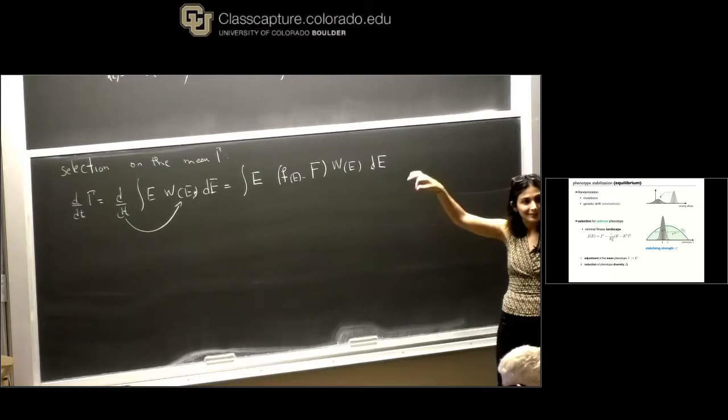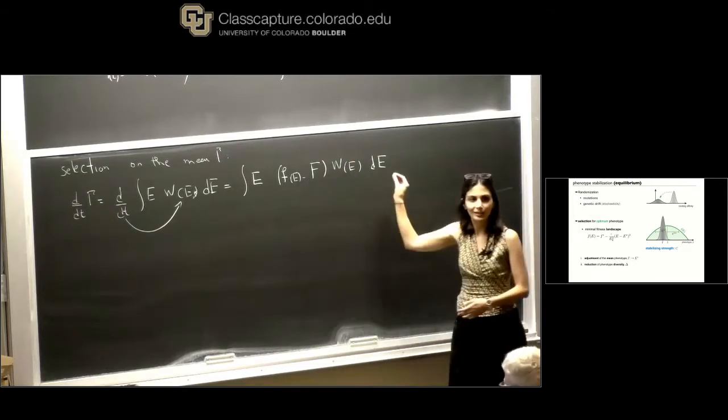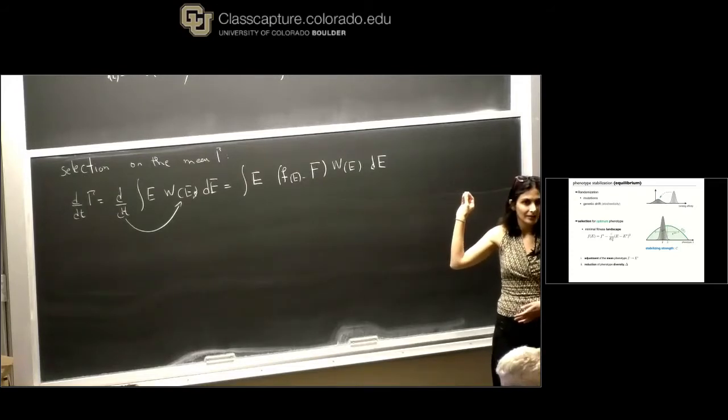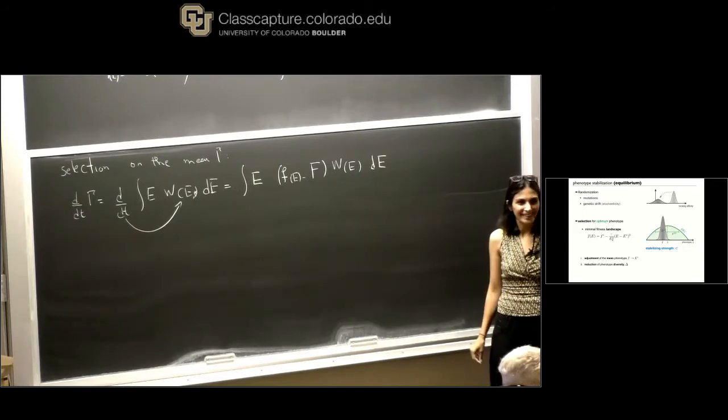Does this make sense? The probability density for energies that have high fitness increases more than for the ones that have low fitness. That's basically how it should change. Who is not lost? Okay. Makes sense.